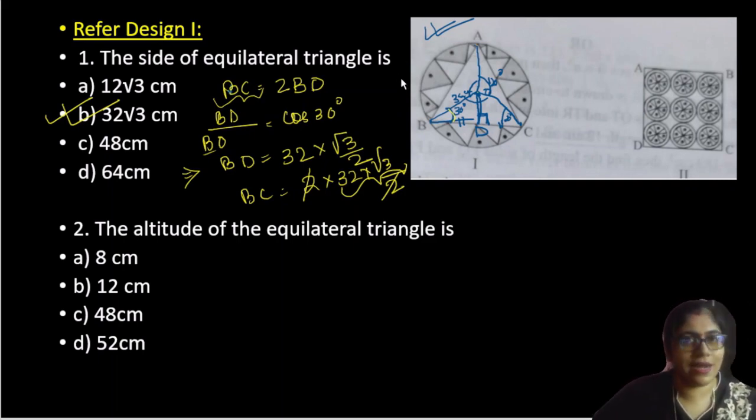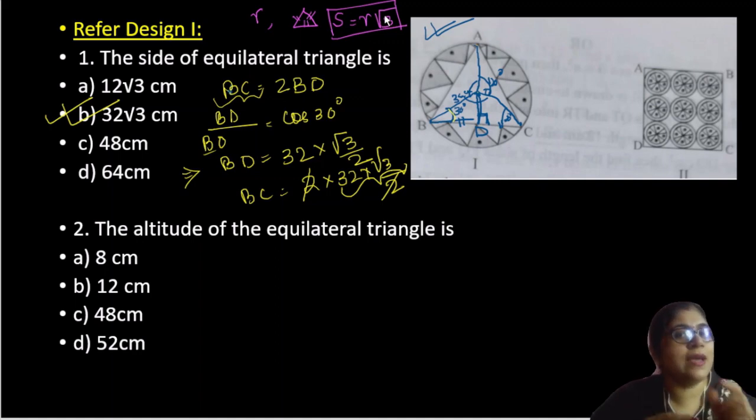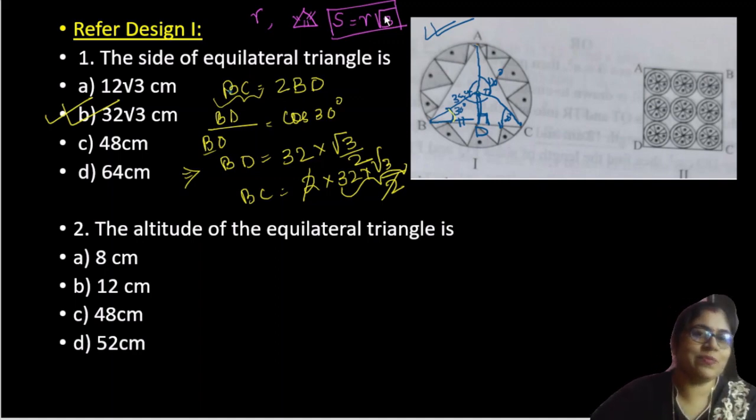अगर एक सर्कल दिया गया है with radius R, and an equilateral triangle is inscribed in this circle, then the side of the equilateral triangle S equals R√3. So from this formula you can solve this question in 10 seconds. So remember this formula. Now look at question number 2.